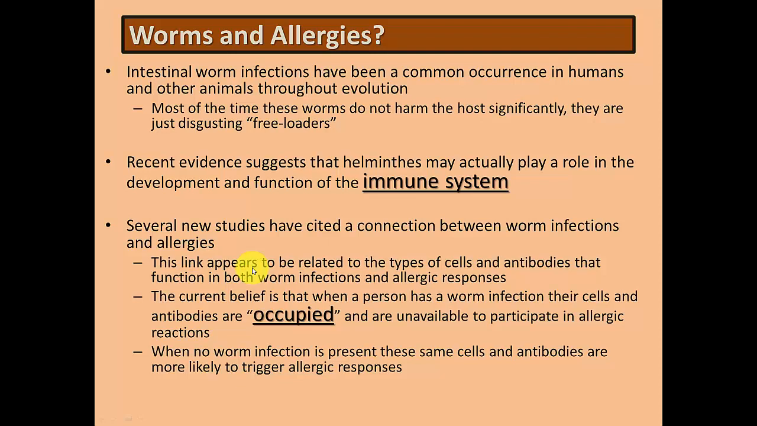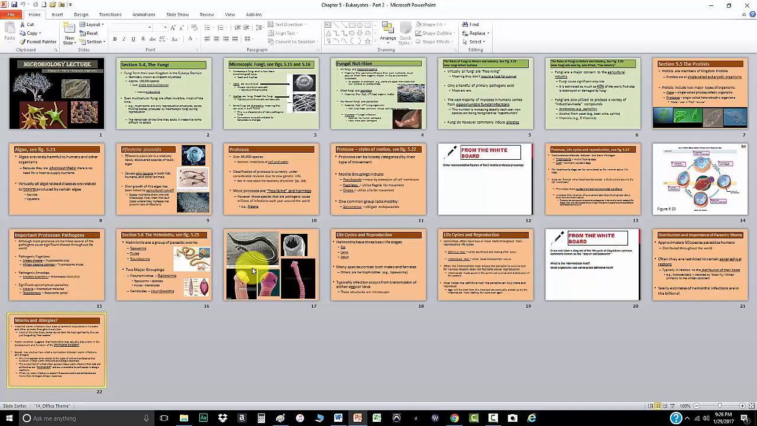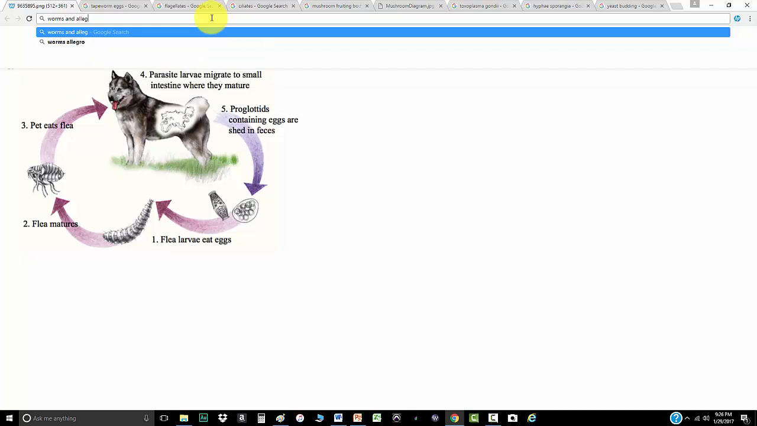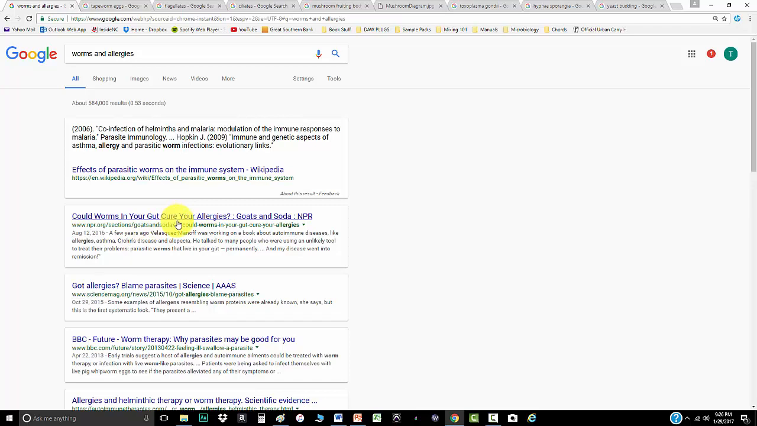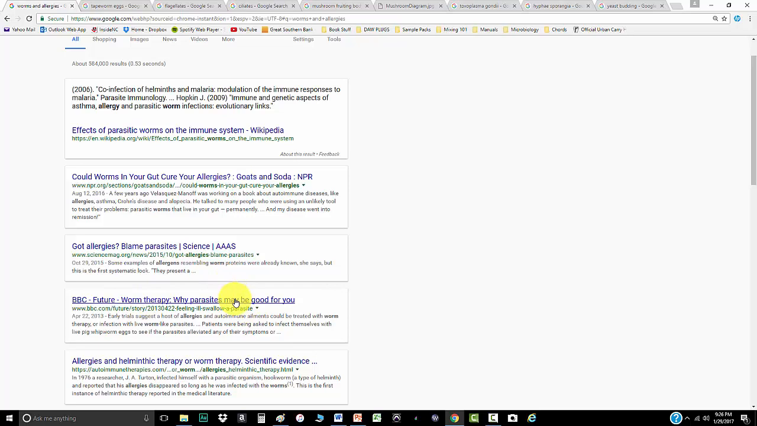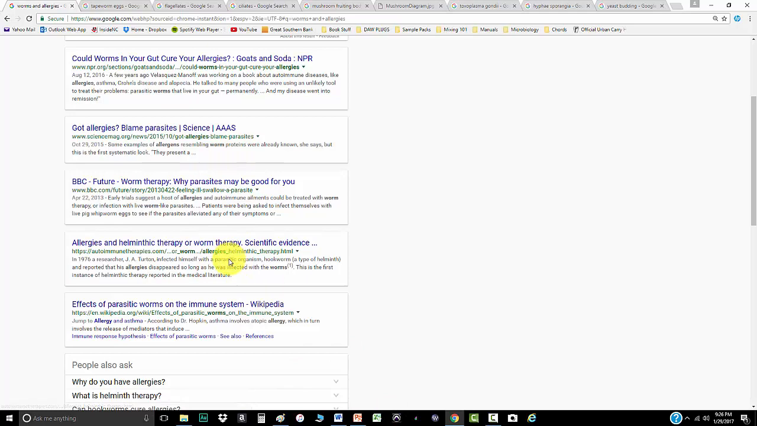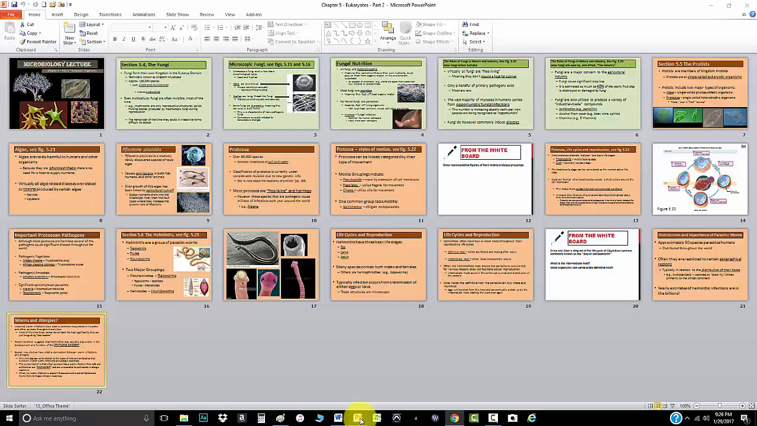Since then, they found lots and lots of evidence. If you type this in Google, you'll find all sorts of different types of papers and proposals on this. Could worms in your gut cure allergies? Got allergies? Blame parasites? Future worm therapy? Why parasites may be good? I'm going to try and come up with a new online article for this, but there's still a lot of information here yet to be worked out. We'll talk about some of this in a little more detail. I'll at least bring this back up later when we talk about the immune system.